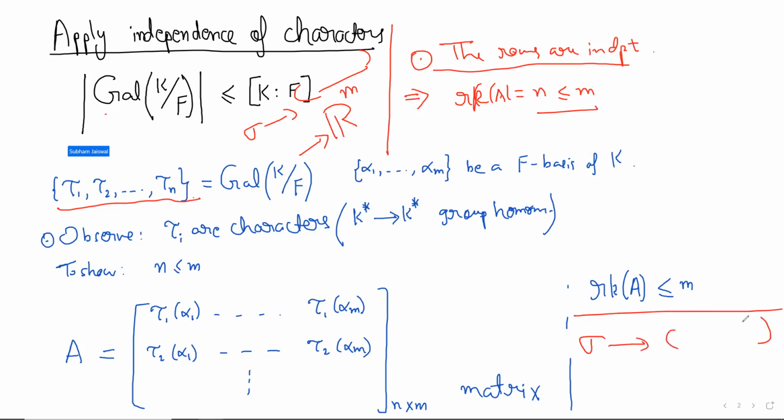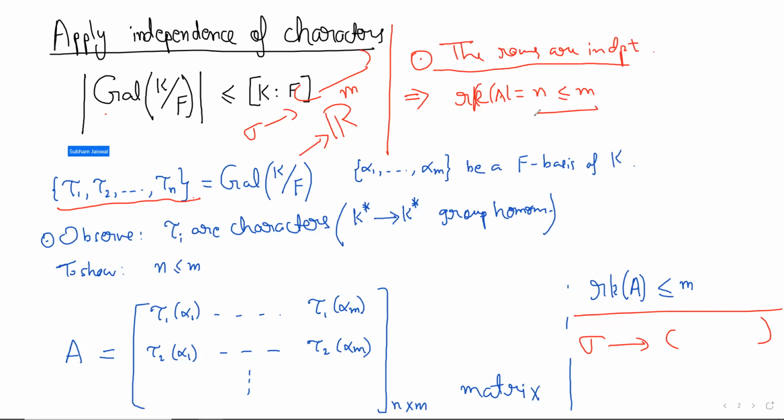And why is evaluating it at the basis an encoding for sigma, for an element of the Galois group? Why is this an injective homomorphism? Because these sigma are linear. So knowing them at a basis, or if you're doing Galois theory over rings, knowing them over a generating set, or if you are somewhere in the middle, you can still use these ideas.